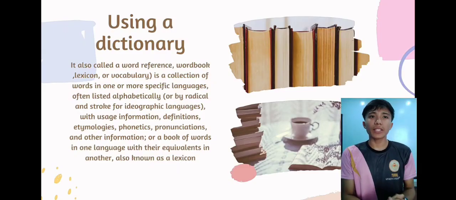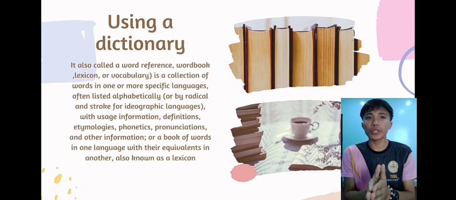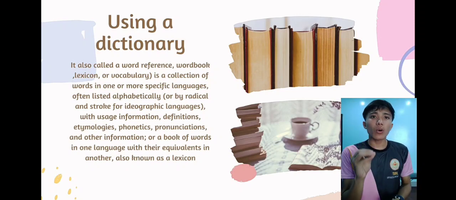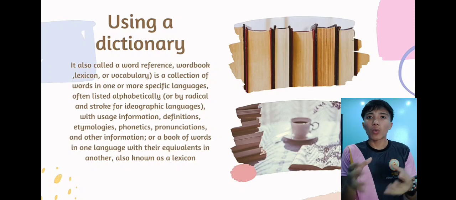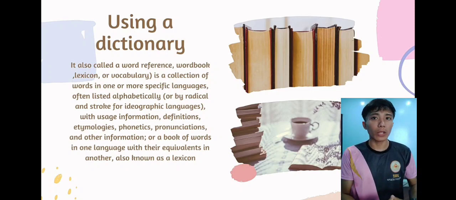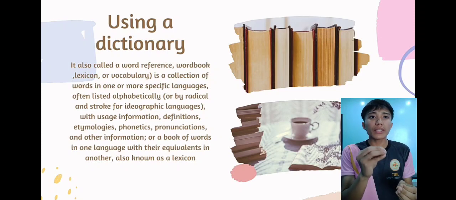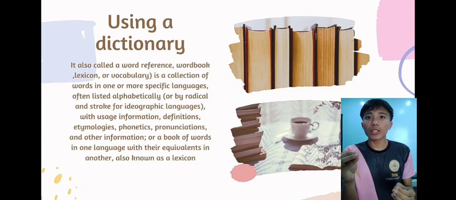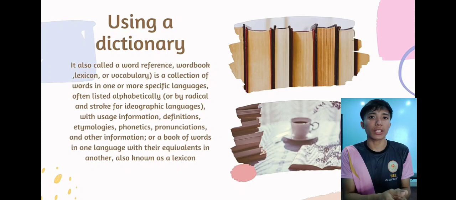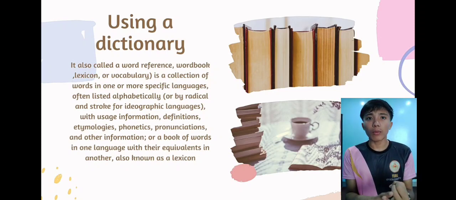So the next one is using a dictionary. So it is called a word reference, word book, lexicon, or vocabulary. So it is a collection of words. It is the one whose specific languages often listed alphabetically or by radical and stroke for ideographic languages, with usage information, definition, etymologies, phonetics, pronunciation, and other information.